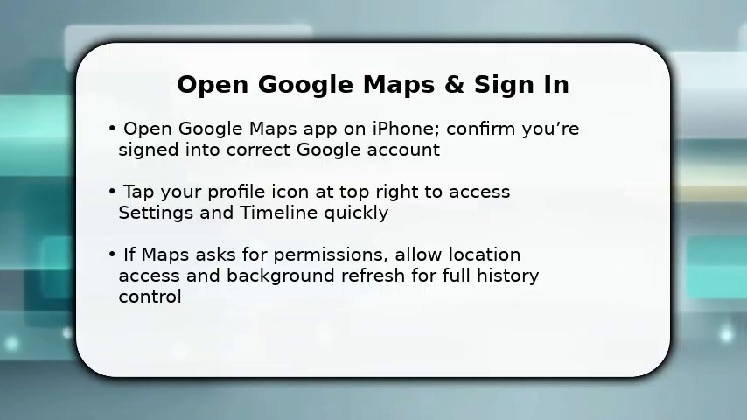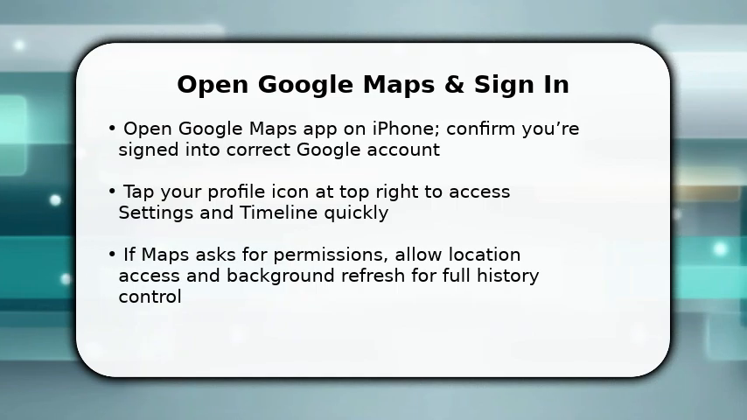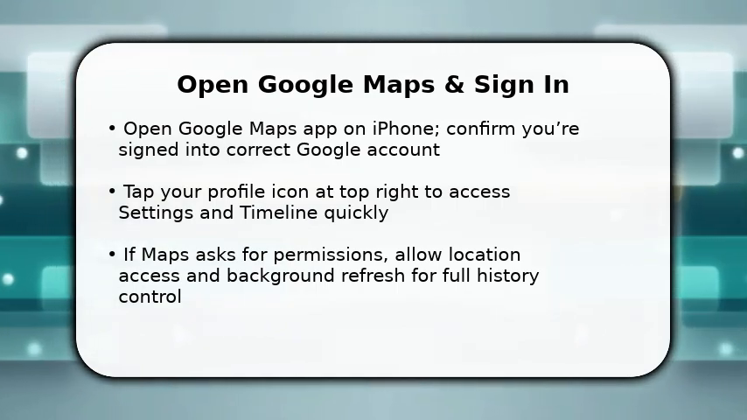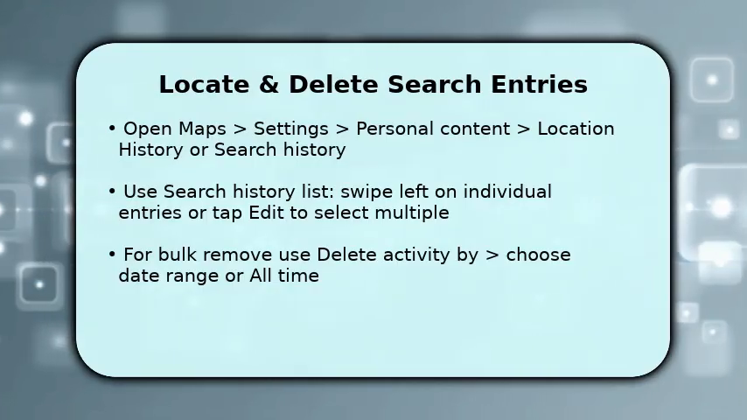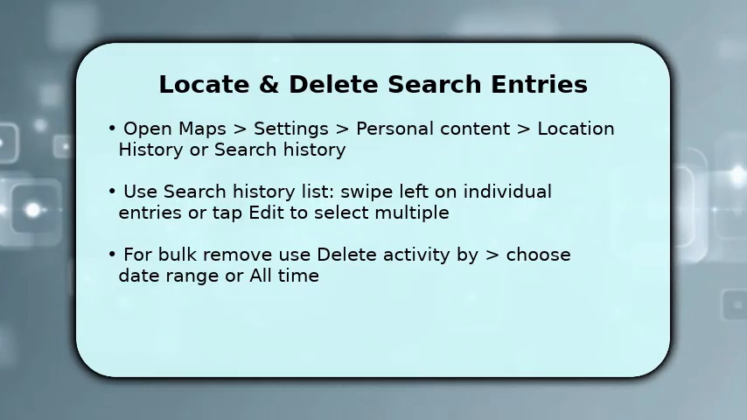If you see multiple accounts, switch to the one with the history you want to delete before moving to the next slide. Now navigate to Personal Content and scroll to Search History or View and Delete Activity. You can remove single items by swiping left and tapping Delete, which is quick for recent entries.